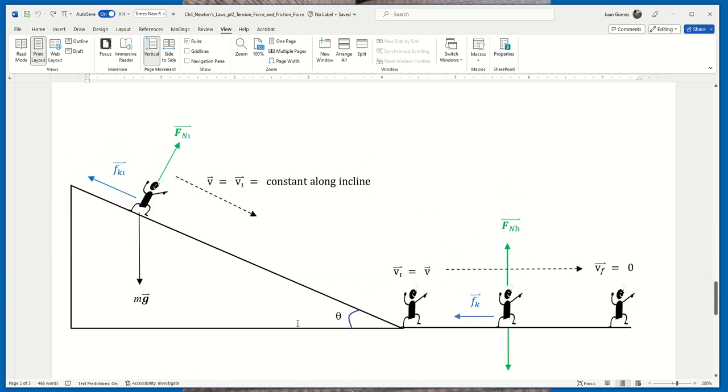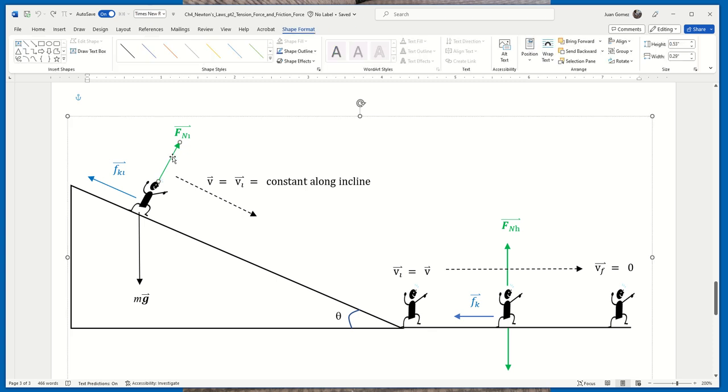Here's an example of somebody skiing down an incline, and then when they get to the bottom of the incline, they continue to ski across the horizontal surface. Again, mg is the weight of the person. Fn with an I means the normal force of the incline. I haven't drawn Fn going all the way through the person because I don't want the diagrams to get cluttered. But clearly, my normal force vector is perpendicular to the incline.